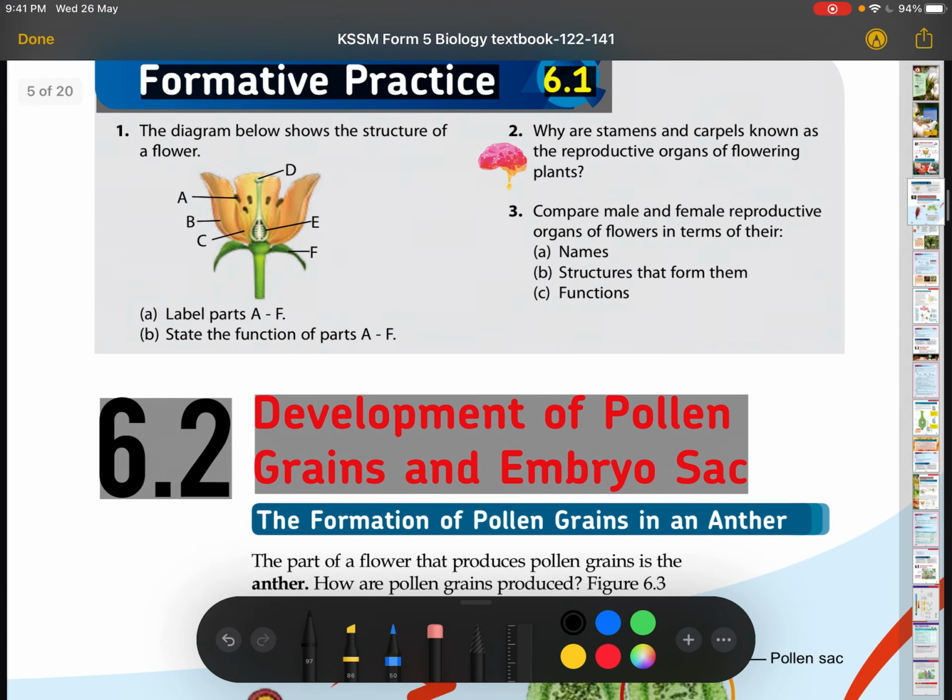Yeah, let me just revise myself first. Okay, so this is stigma, this is filament, anther, petal, sepal, and ovule. Ovary. Okay.